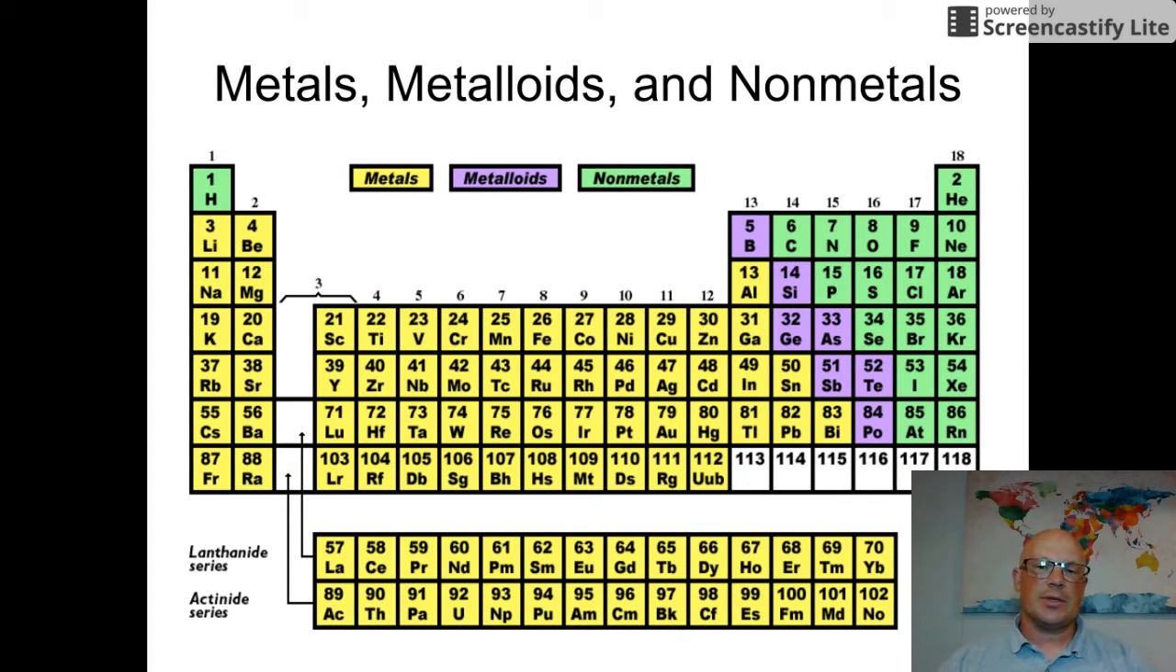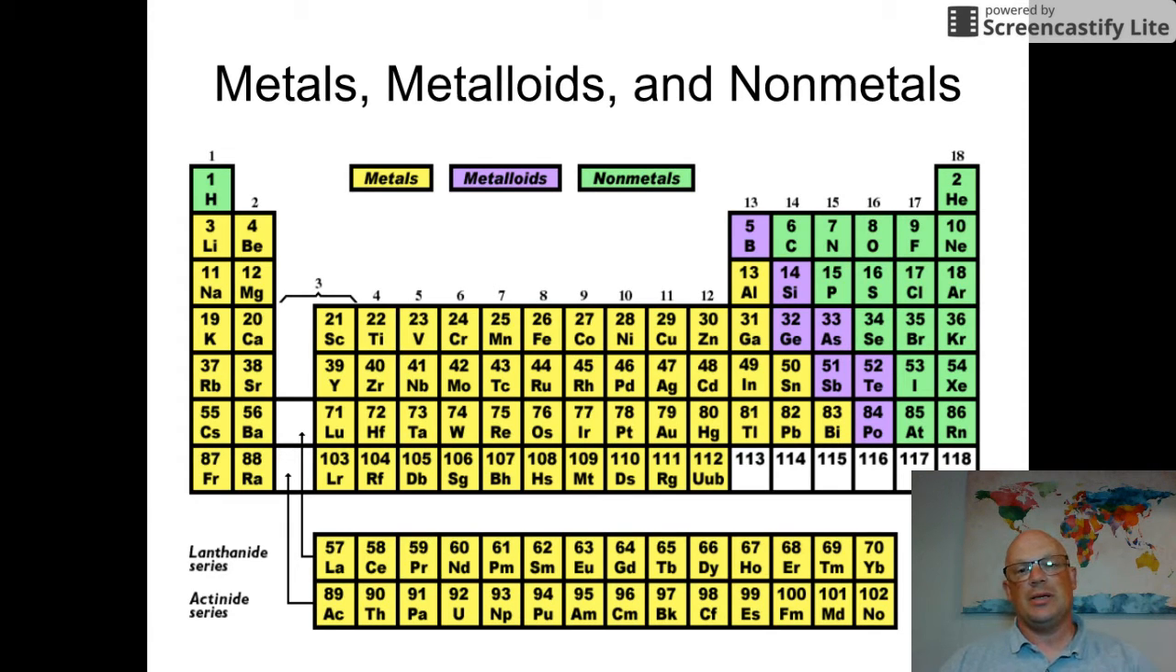The one here on the screen shows you in yellow the metals, purple metalloids, and green nonmetals. And so you see that purple stair step of the metalloids. It kind of looks like a staircase going down. That's the dividing line between the metals and the nonmetals. If you can remember that everything to the left of that staircase is a metal, everything to the right of that staircase is a nonmetal, and the staircase itself is a metalloid.